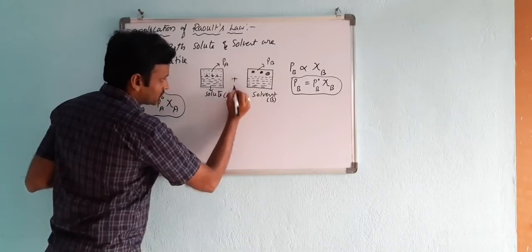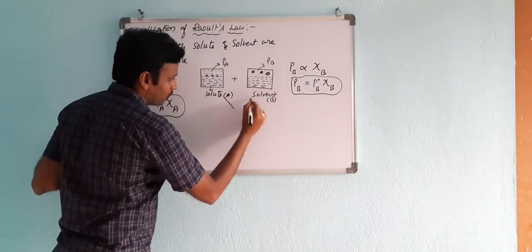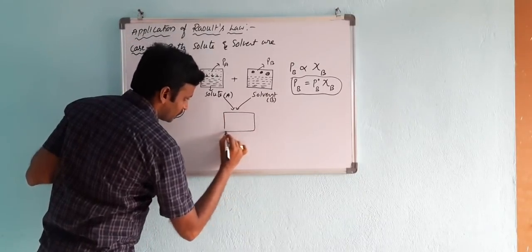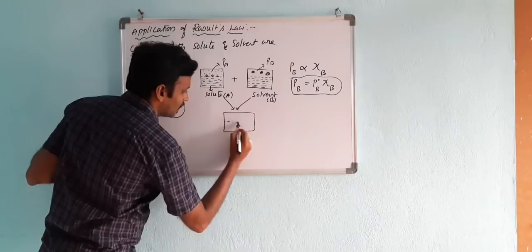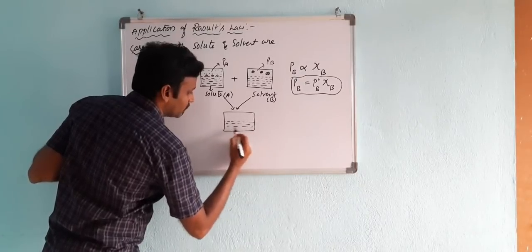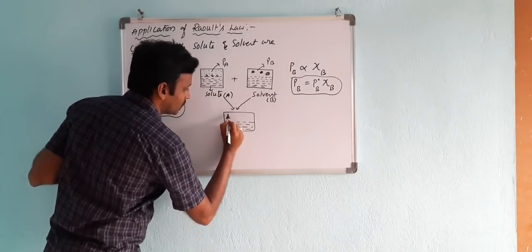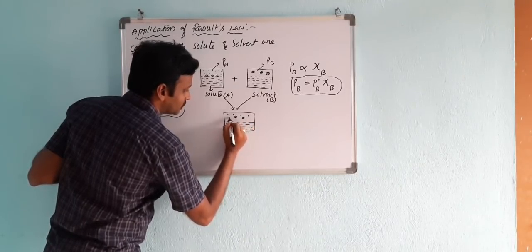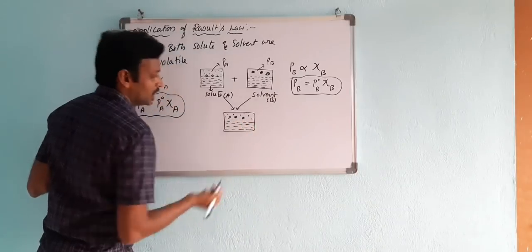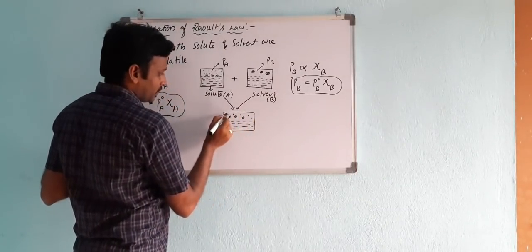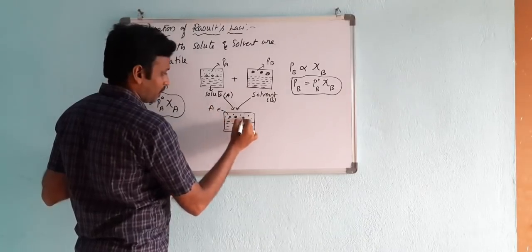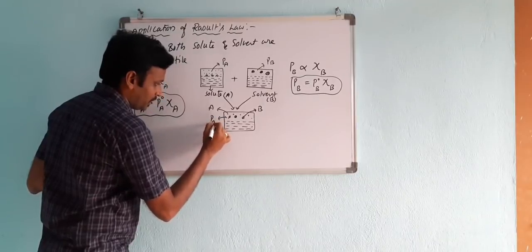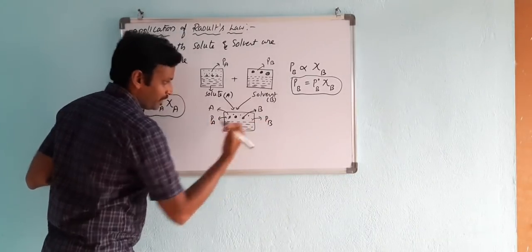If both are mixed, this solute and solvent, then what will you have? You will have a solution. The solution has a vapor pressure, that is P total, which you have to consider, because in the vapor phase you have both A as well as B, particles of A and particles of B. So here you have PA and PB also.